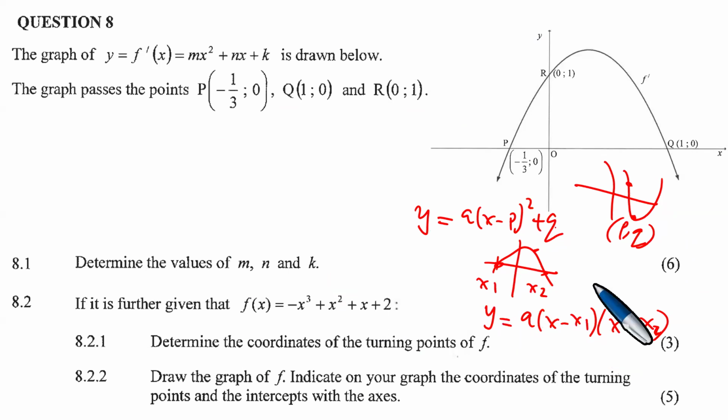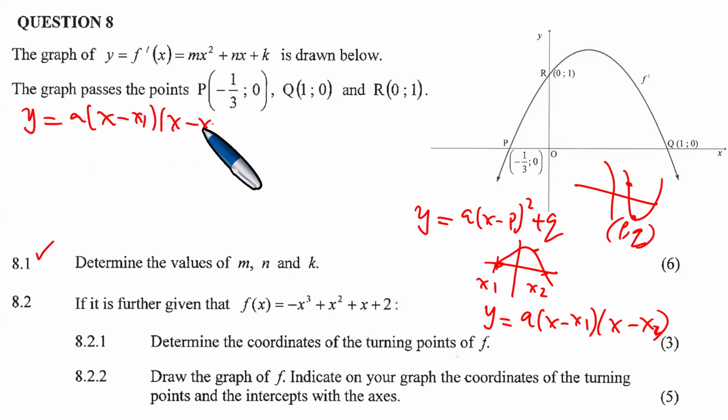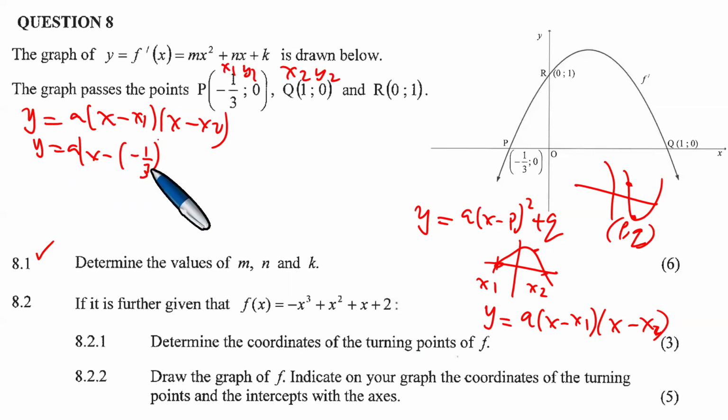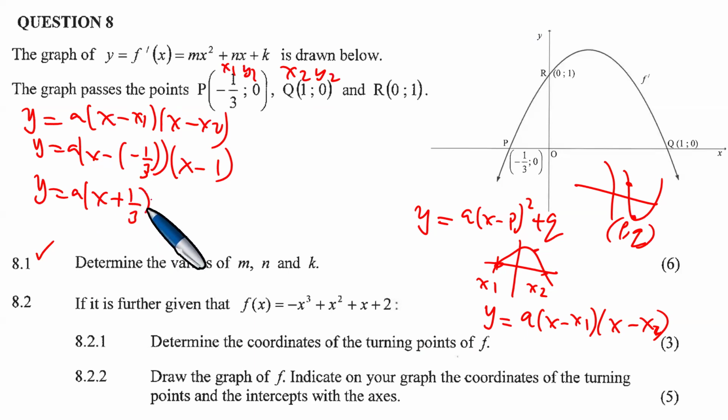The x-intercepts, use this one. If there's a turning point, use that. But here the examiner did not give the turning point, but they gave the x-intercepts, so we're going to use this one. So in 8.1, y equals a open bracket x minus x1, x minus x2, with x1 as minus 1/3, so x plus 1/3.